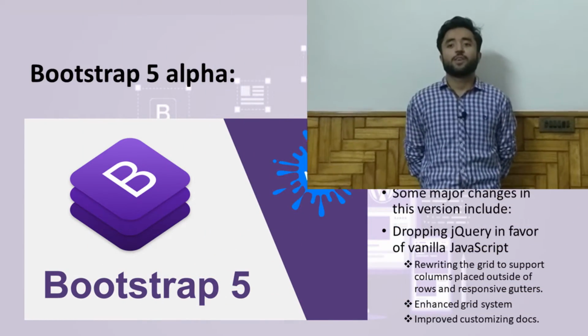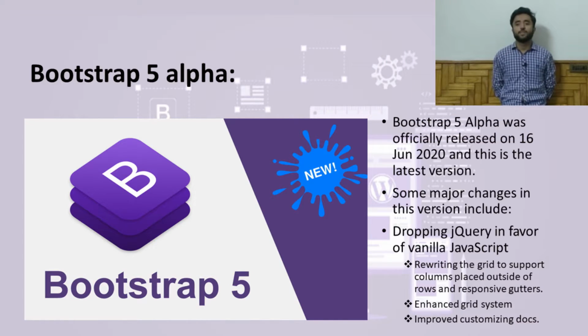Now I will be talking about Bootstrap 5, which is the latest version of Bootstrap. Bootstrap 5 Alpha was officially released on 16 June 2020 and this is the latest version. Some major changes in this version include dropping jQuery in favor of vanilla JavaScript, rewriting the grid to support columns placed outside of rows and responsive gutters, an enhanced grid system, and improved customizing docs.